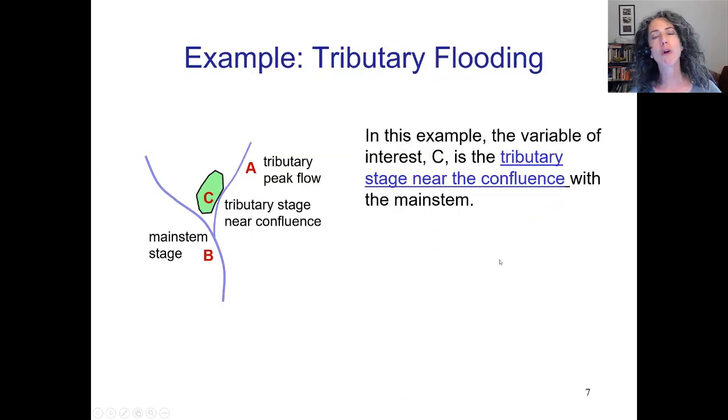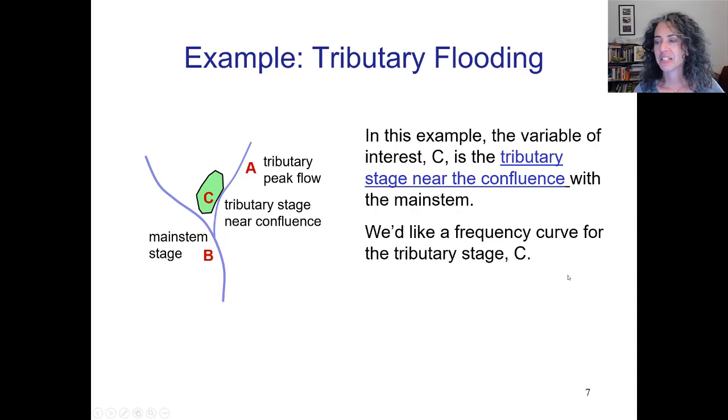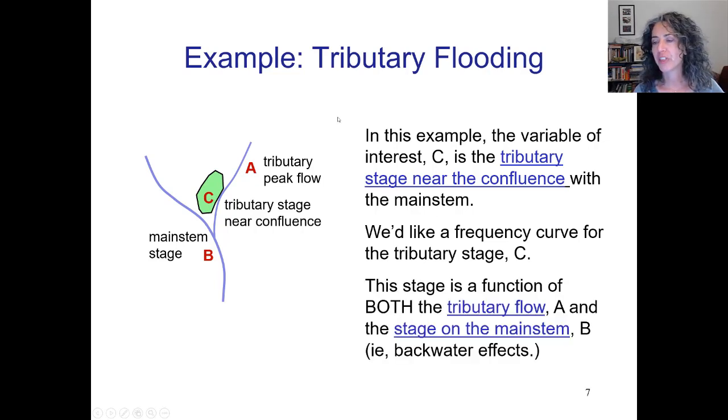So to describe the theory and the questions we're going to ask, I'm going to walk forward with the tributary flooding example. In this case, this is where we wanted the stage frequency curve at C, and this is influenced by both the tributary flow A and the stage on the main stem B, where this stage might cause some backwater up the channel.